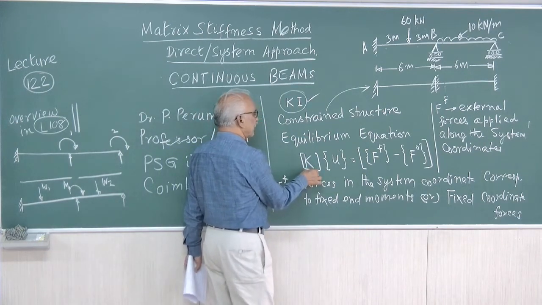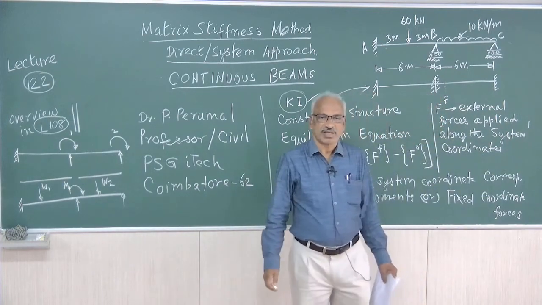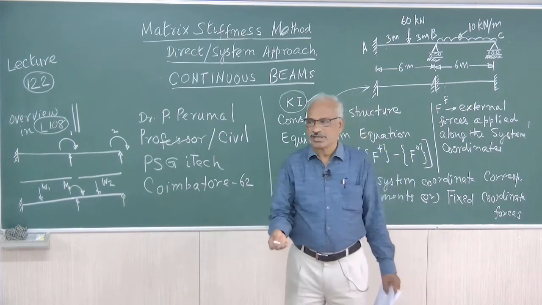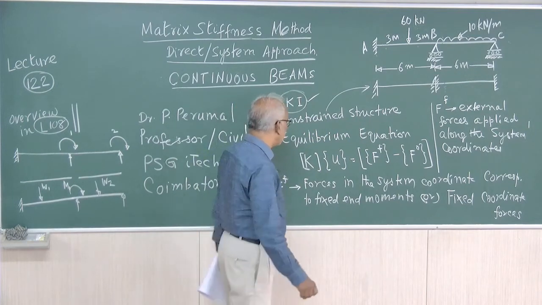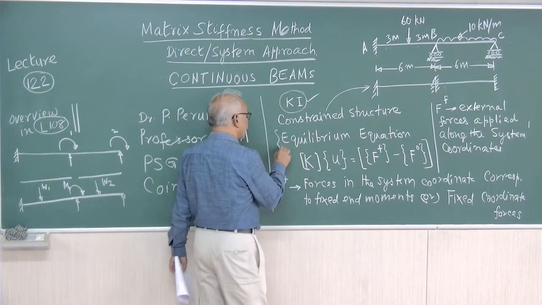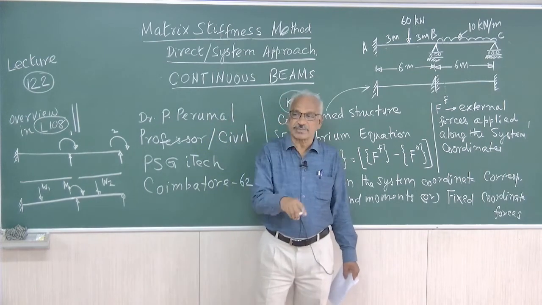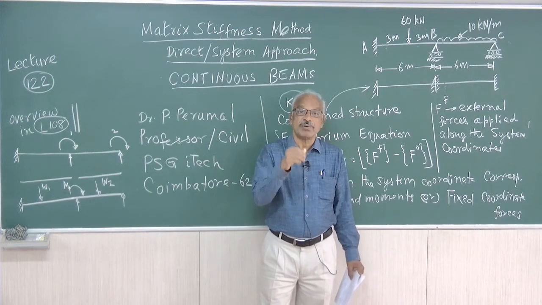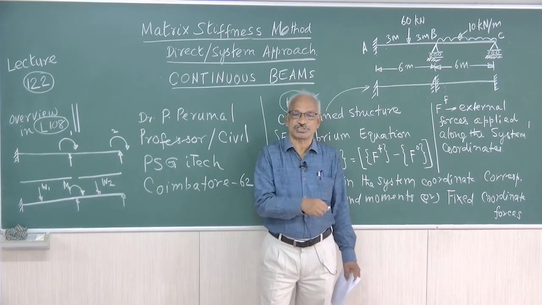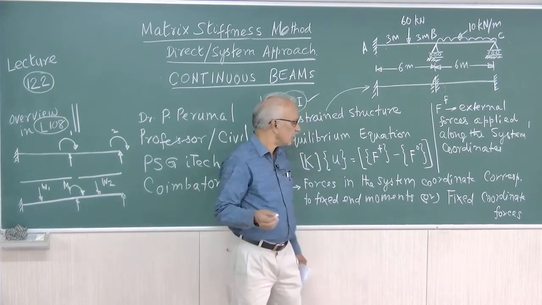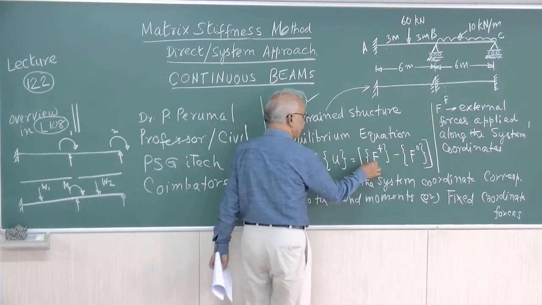For getting the stiffness matrix, we have to apply the displacements one at a time, theta B alone, then theta C alone. Then we have to develop the stiffness matrix, that we will discuss when we do the problem, right. And then the main equation is the equilibrium equation. In the matrix flexibility method, we used the compatibility equation, compatibility of displacements. Now, here we have to use the equilibrium of forces. So, the equilibrium equation is K into U equal to F_f minus F_0.